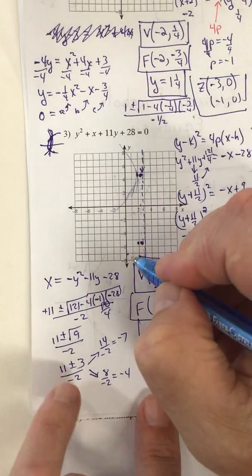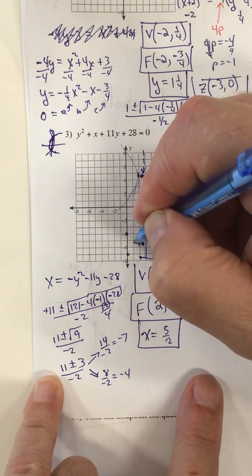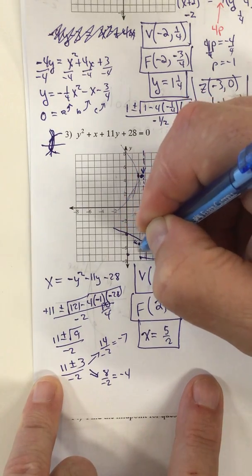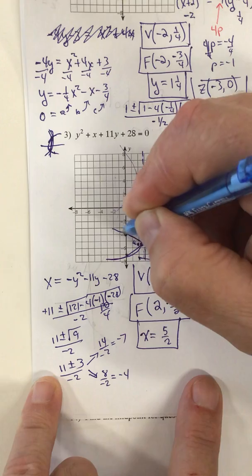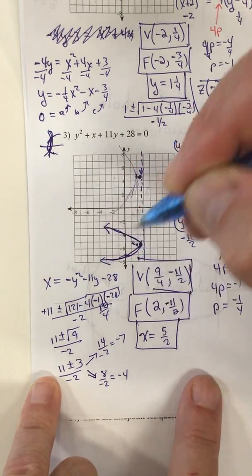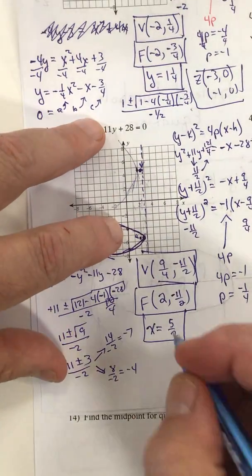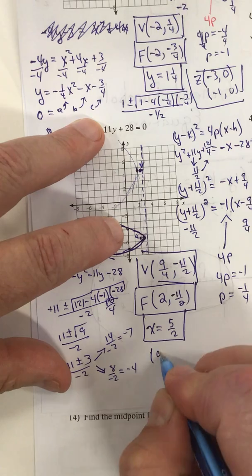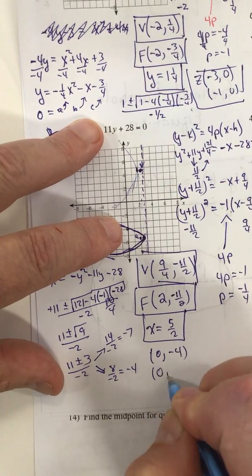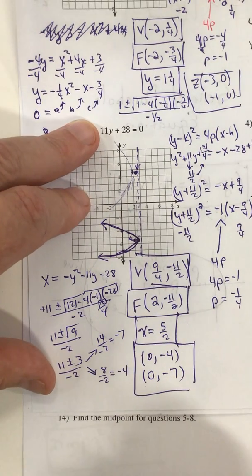Okay, now my zeros are at -7 and -4. So that a small p makes it steeper, is what's happening here. So those two places where it's crossing the axis, it's crossing at 0, -4, and it's crossing at 0, -7. And there are the answers that we want.